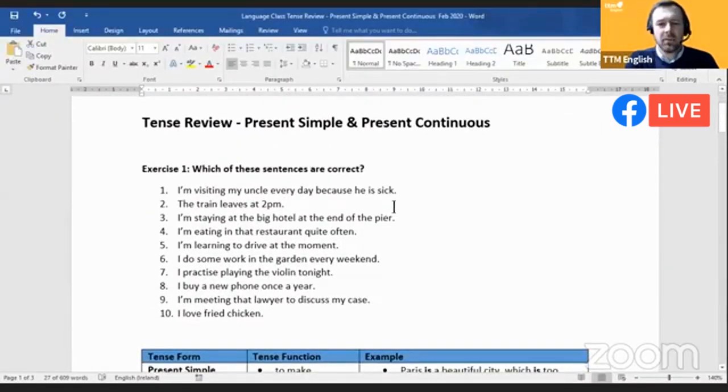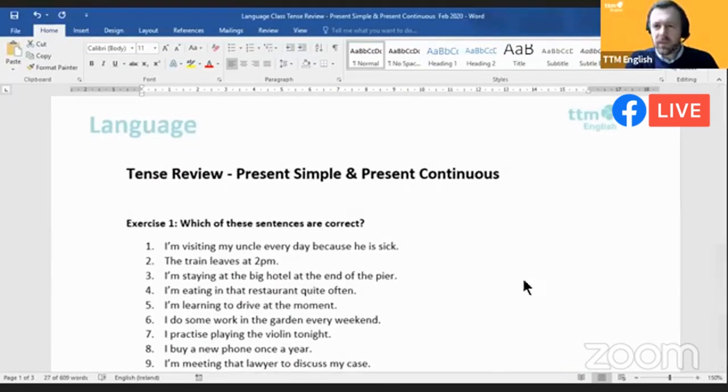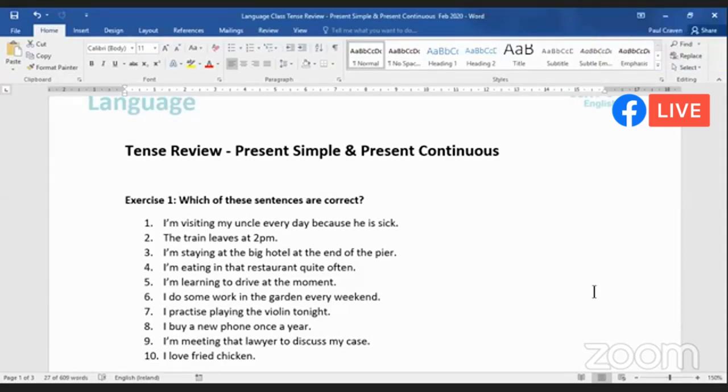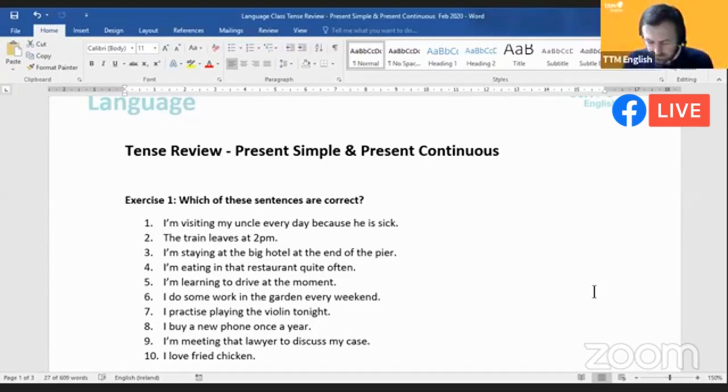Okay, I just want you to have a look at this and just see what kind of understanding you've got of this. Okay, just very, very quickly, have a look at those sentences and tell me if you think any of them are correct. Okay, just tell me whether you think any of those are correct.